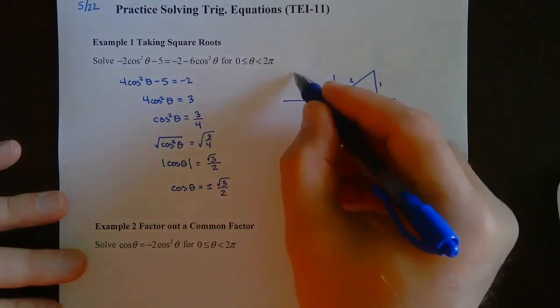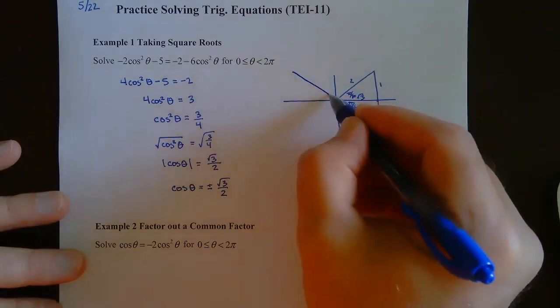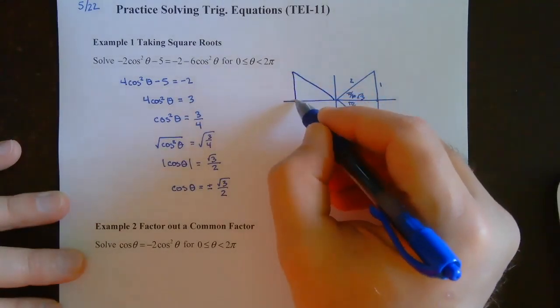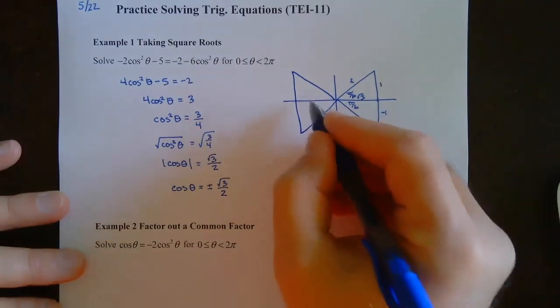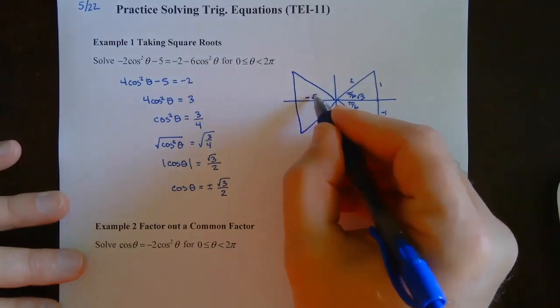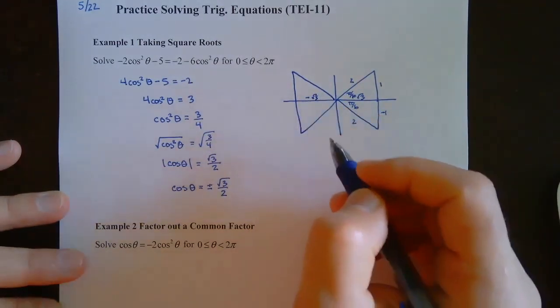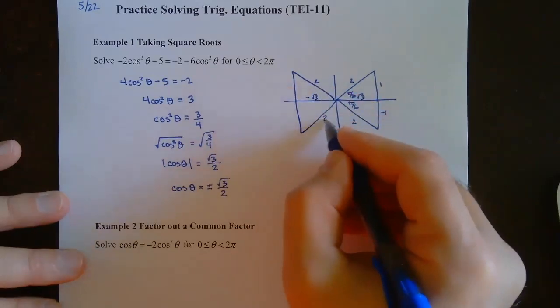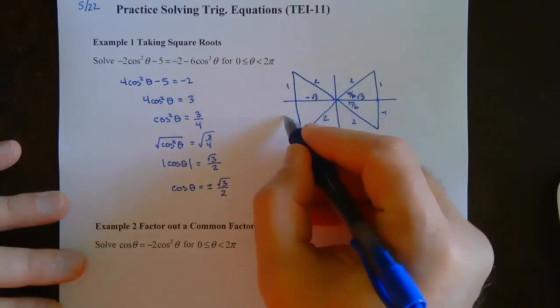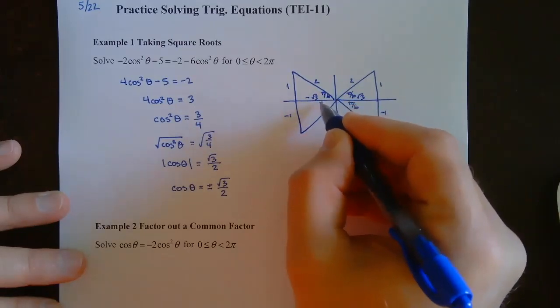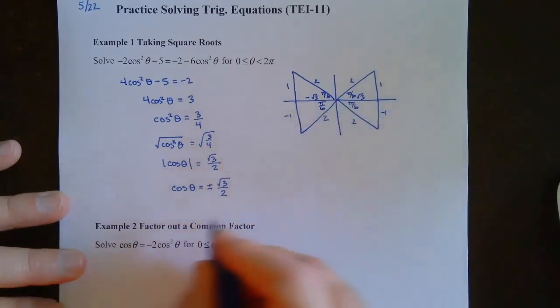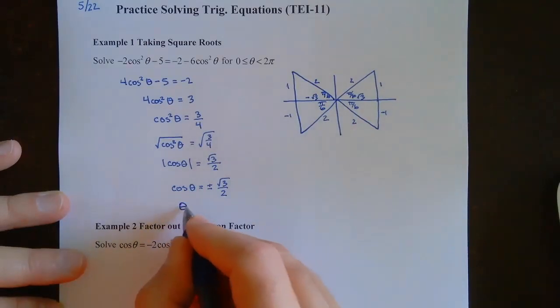Whereas cosine negative? Well, it'd be in the second and third quadrants. So I'm going to draw one there, and I'm also going to draw one in the third quadrant, okay? So this one is where the horizontal leg is negative square root of 3. This would be 2, this would be 2, this would be 1, this would be -1. Again, the reference angle would be pi over 6, okay? And now we're going to have our answers for theta, okay?